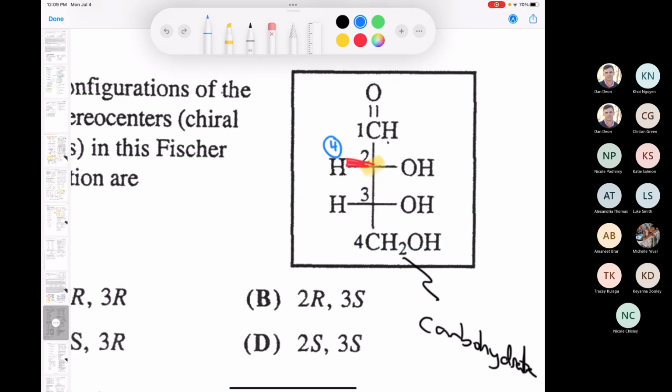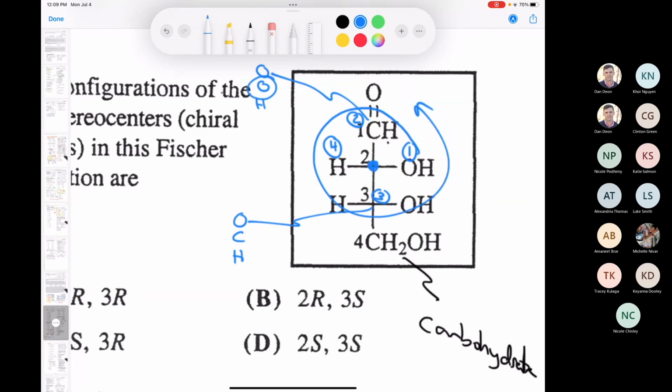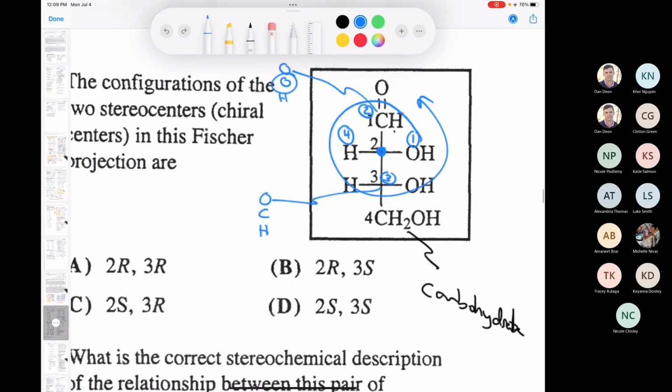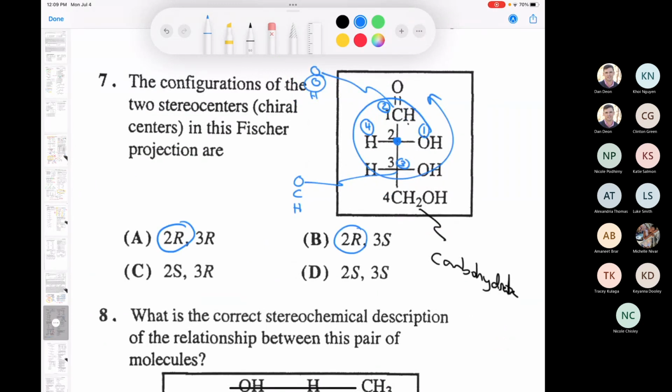And that's one of the little tricks I taught you. So if we just focus on carbon number 2, the oxygen is going to be number 1. This carbon is attached to oxygen, oxygen, hydrogen. This carbon is attached to oxygen, carbon, hydrogen. This is my tiebreaker, so this is carbon number 2. This is carbon number 3 down here. Then I go around my stereocenter, from 1 to 2 to 3. That's going counterclockwise, which would be S, but since the hydrogen is coming out towards you, you reverse it. And the stereochemistry of carbon 2 is 2R. So that means we can scratch out C and D.